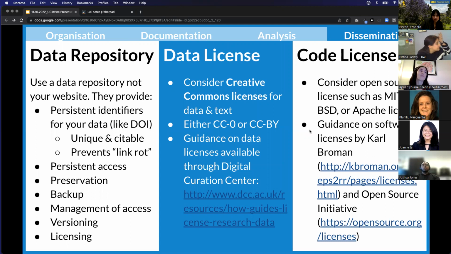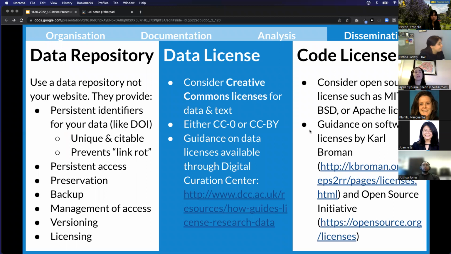Repositories have preservation plans. They back up the data sets that they store. They have management of access, so you can allow certain people to see certain things. They allow versioning, so if things evolve over time, you can always keep them up to date, and it allows you to pick a license, and that allows you to tell the people that are coming to your data sets how they're allowed to be reused specifically.